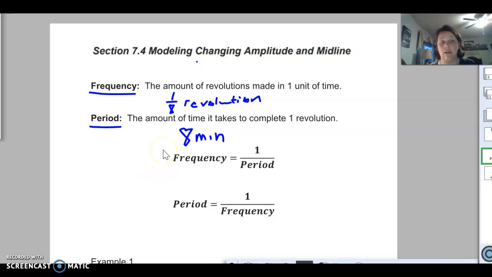So what you notice about frequency and period when we compare the two, they are always going to be reciprocals of one another. So if we know the frequency, we can easily find the period, and vice versa. If we know the period, we can easily find the frequency. So that makes it very nice, not too much new stuff to learn for part 1. And we will go on for our first example.